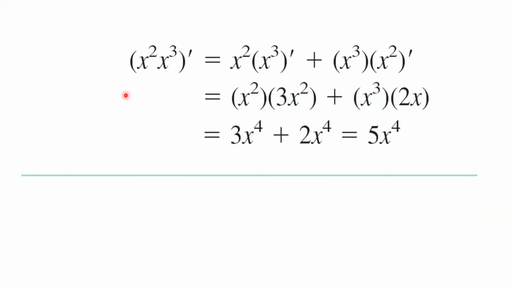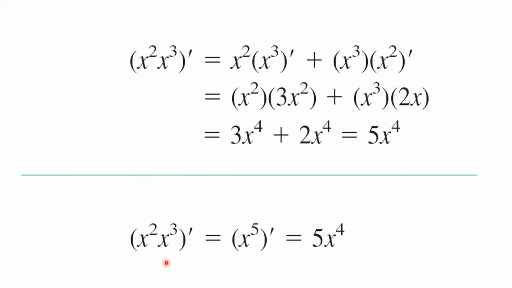So let's apply the product rule to find the derivative of x squared times x cubed. So we are going to have x squared times the derivative of x cubed plus x cubed times the derivative of x squared. So by power rule, the derivative of x cubed is 3x squared, and the derivative of x squared is 2x. And multiplying these two will result to 3x to the 4, while the x cubed times 2x will result to 2x to the 4. And summing them up, you're going to have 5x to the 4.